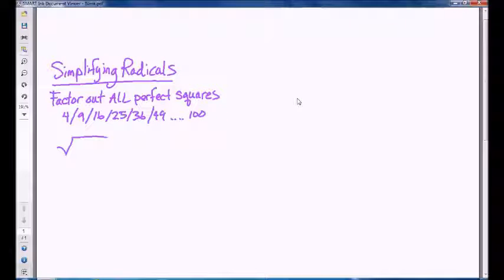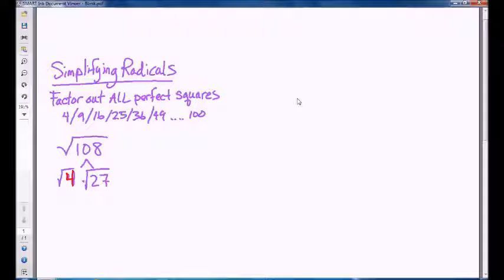So let's do an example. The square root of 108. The first thing I'm going to do is ask myself, is 108 divisible by 4? And my calculator will tell me, why, yes, it is. It factors into 4 times 27. So now I have the square root of 4 times the square root of 27.